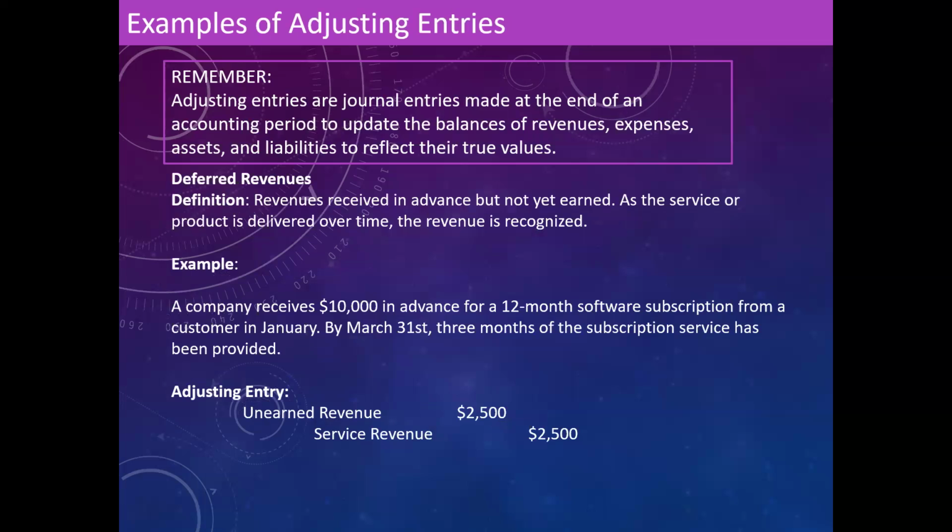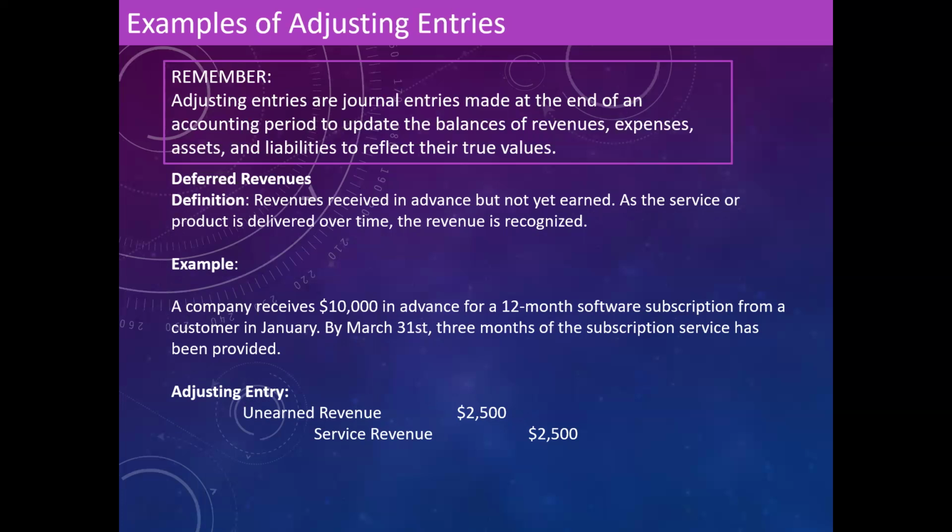Deferred revenue adjusting entries, where our revenue is received in advance, but we haven't earned it. We'll say we received payment in advance, but we haven't yet earned it as revenue. So here's our example. A company receives $10,000 in advance for a 12-month software subscription from a customer in January. By March 31st, 3 months of the subscription service has been provided.